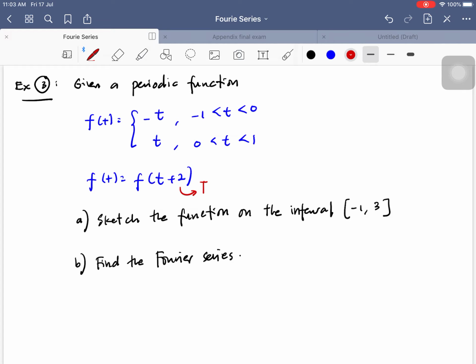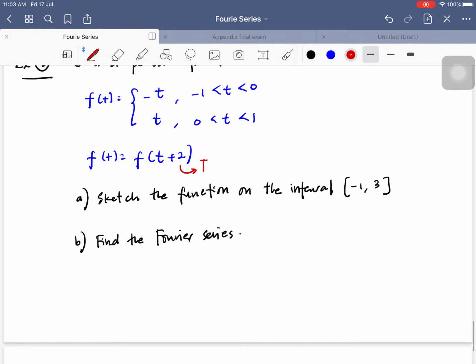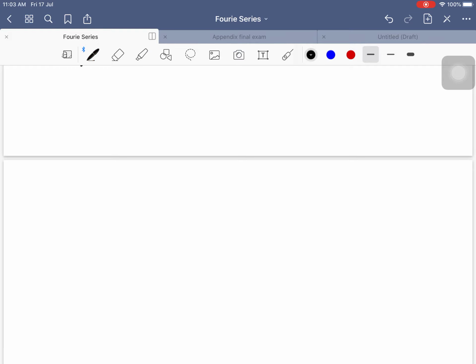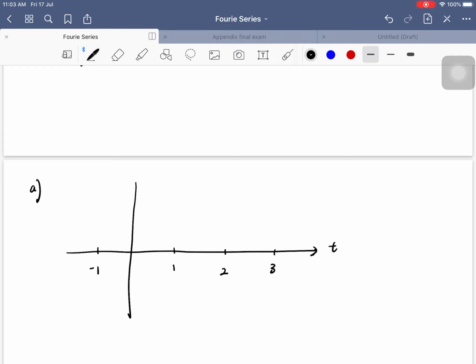Alright, so first we're going to sketch the function, which is going to be from the interval of negative 1 to 3. So let's start sketching. Let me prepare the axis first. So this is going to be my axis. It's supposed to be from negative 1 on this side, and I'm going to have 1, 2, and 3. Alright, so this is going to be t, and this is going to be my function f of t.